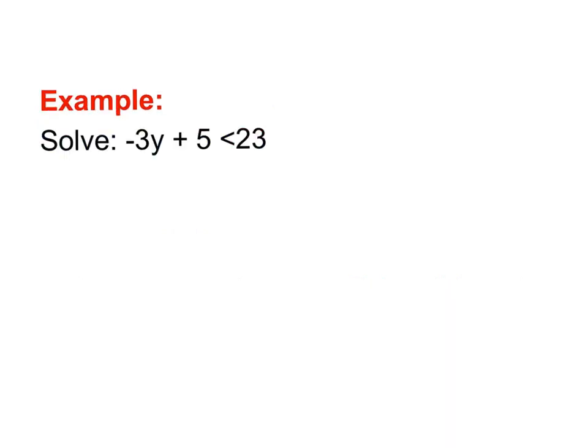So let's get an example, okay? Go ahead and do this problem. Okay, so I have negative 3y plus 5 less than 23. Solve it, graph it. What's my first move here? Subtract 5. Subtract 5, okay? So, when I subtract 5, I get negative 3y.